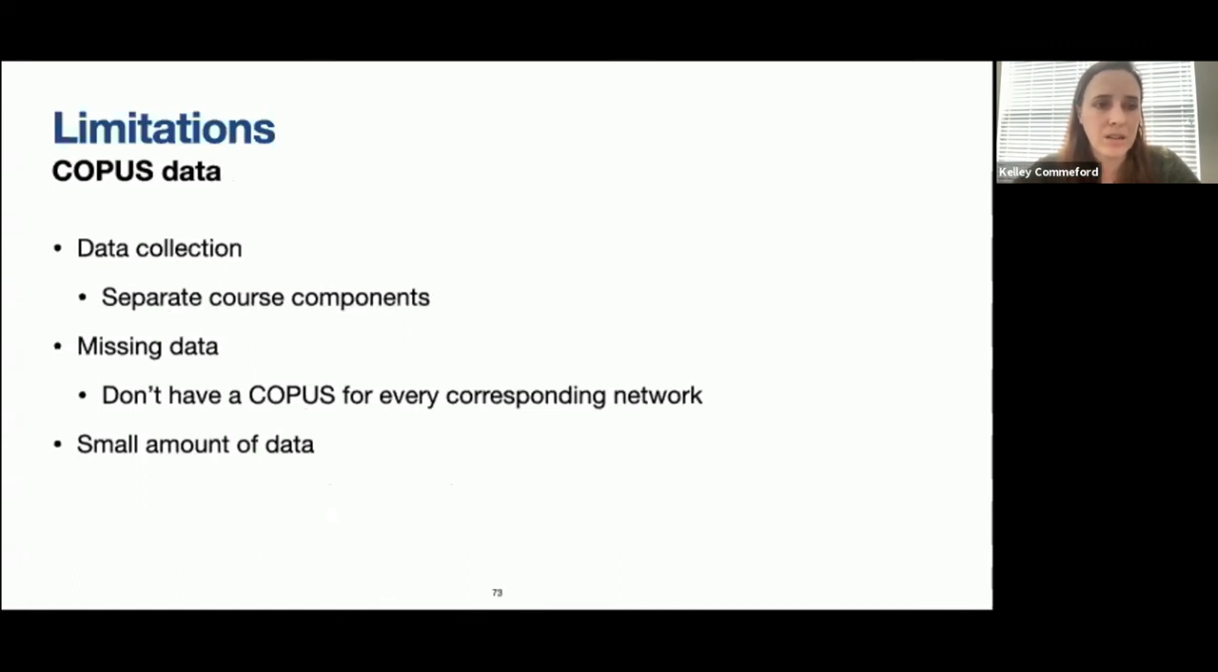Using our COPUS data, having the observations as separate course components, we weren't really able to capture the same face-to-face time as the networks would because these were done in person. So we were really limited to what we could see during 1 week of observations, and they were in the middle of the term as opposed to the beginning or the end of the term as well. And we also don't have a COPUS for every corresponding network because some of these courses were happening at the same time, and I can't be in 2 places at once. And we also have a very small amount of data also.